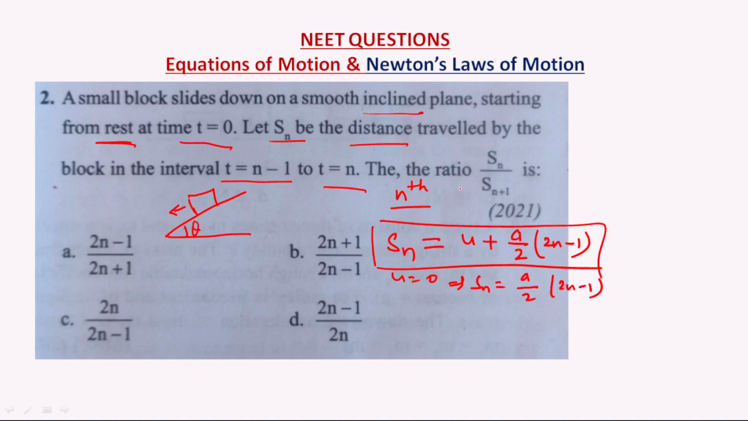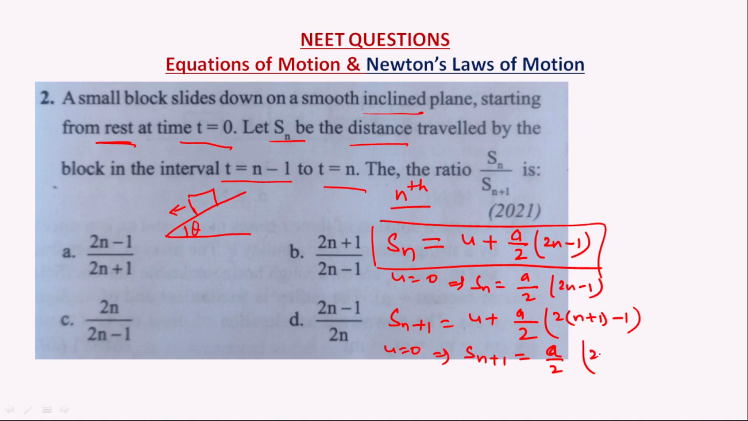And what we need to find out? Sn plus 1. It means between n to n plus 1. So Sn plus 1 is equal to u plus a by 2 into, in place of n, n plus 1, so 2(n plus 1) minus 1. Again u is equal to 0. So it will give Sn plus 1 is equal to 0 plus a by 2 (2n plus 2 minus 1). So 2n plus 1, right?